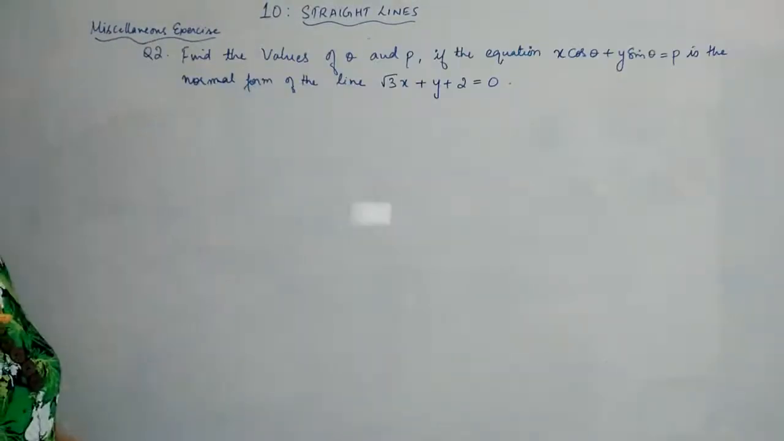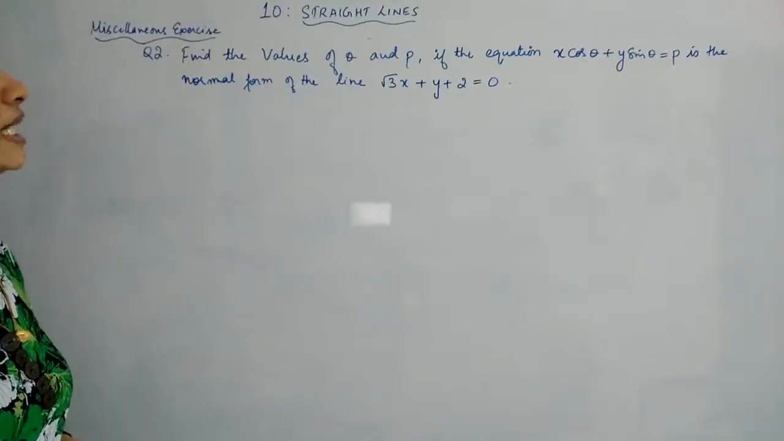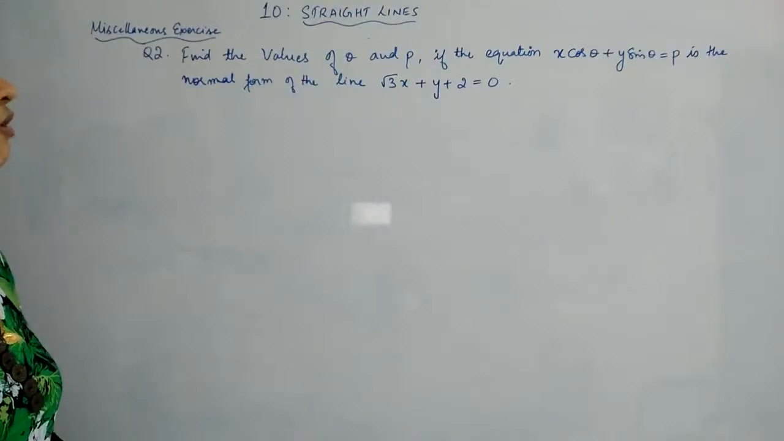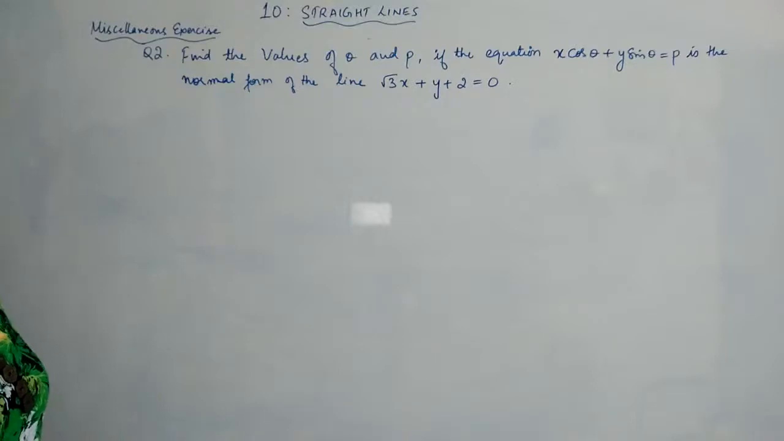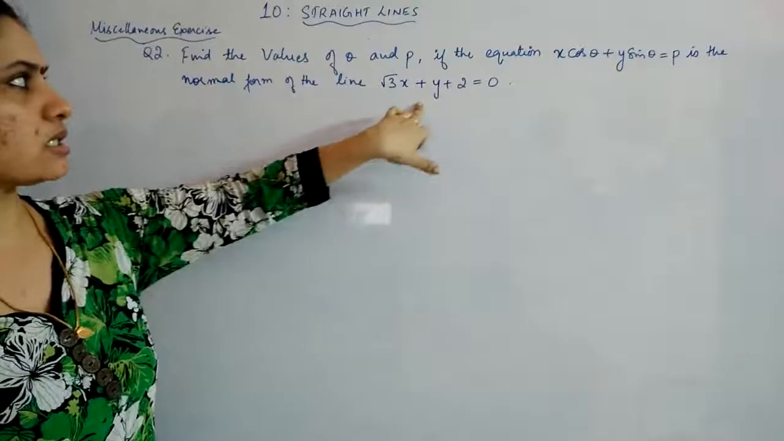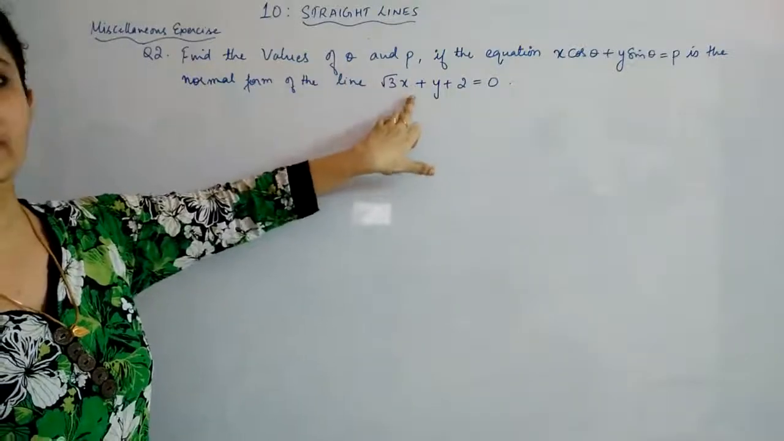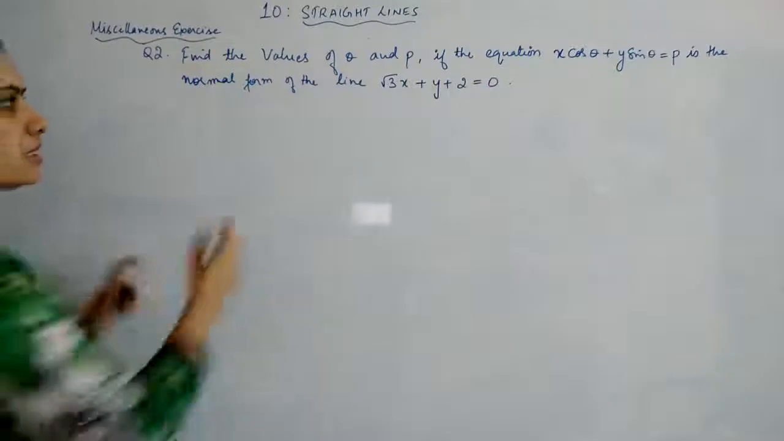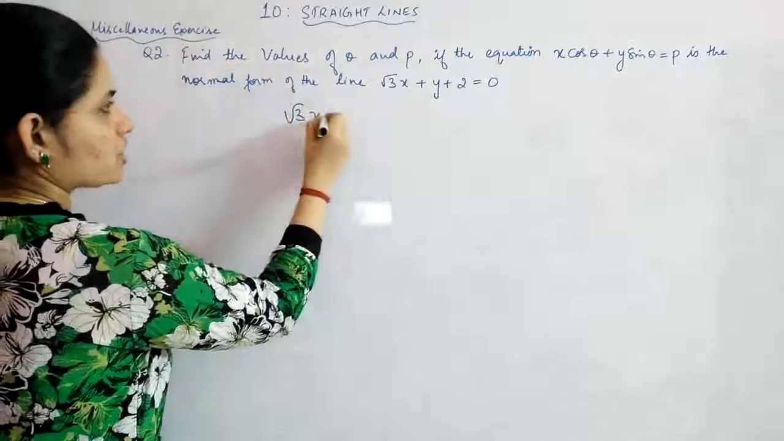Question number 2 is, find the values of theta and p if the equation x cos theta plus y sin theta equal to p is the normal form of the line root 3 x plus y plus 2 equal to 0. So what we have to do is compare the two equations in order to get this. That means we have to make this in the comparable form of the normal form. That is, you will start with the equation.